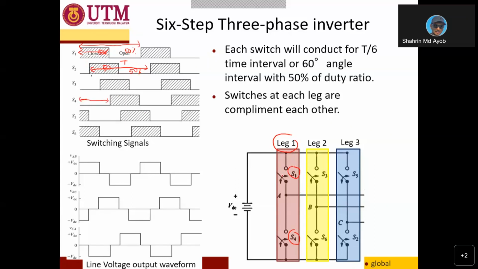Short circuit means that you turn on S1 and you turn on S4, so the current will be looping here. What would the current be? For example, this one is 50 volt. What is the current that will flow here if you accidentally switch on S1 and S4 at the same time? How much would the current be? The voltage is 50 volt.